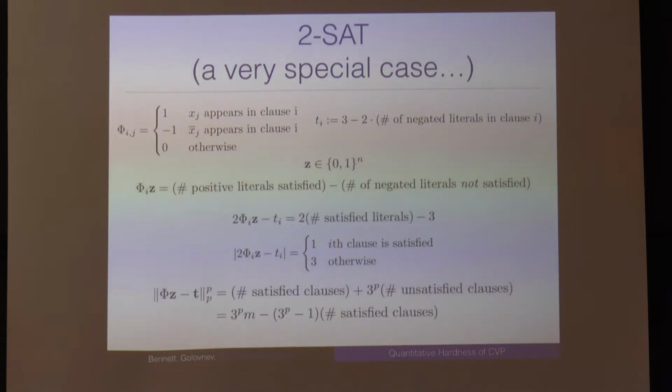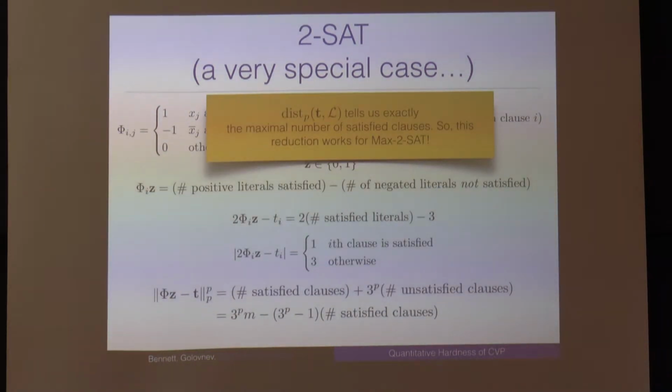So if we combine this all together and we look at the total distance, again raised to the pth power because that makes it easier, each satisfied clause contributes 1, each unsatisfied clause contributes 3 to the p. So we can rearrange this a little bit and we can see that the distance is exactly 3 to the p times the number of clauses minus some smaller number times the number of satisfied clauses. So in particular, if we know that all the clauses are satisfied, then the distance here will be m. If they're not all satisfied, this value will be smaller than m. So the distance between t and the lattice tells us exactly the maximal number of satisfied clauses.